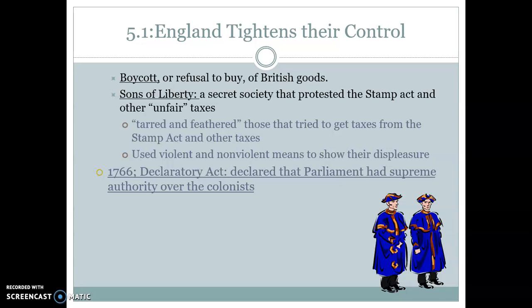So it did not matter that the colonies had their own representative assemblies, that they had their own traditions of self-governance, and that them as Englishmen had the right to have a vote in Parliament. It didn't matter. You're colonists, the king rules, and it doesn't matter what you think.